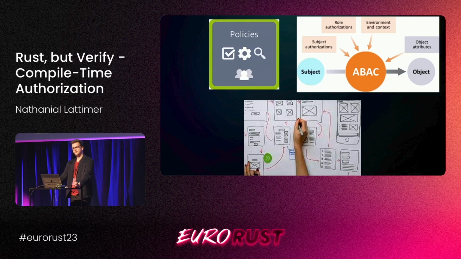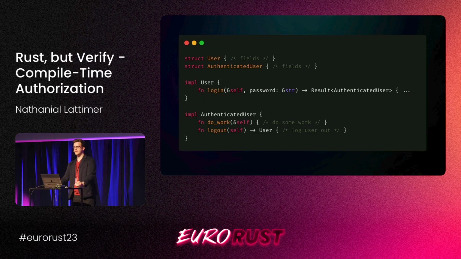And third, we are going to try to provide a semi-usable experience. Okay, so imagine for a moment the user and authenticated user type state from the start of this talk. If we consider that do work function as the sensitive function and our login function as the authorization check, then we could see that a type state could actually be used to demonstrate that the developer performed the authorization check ahead of time.